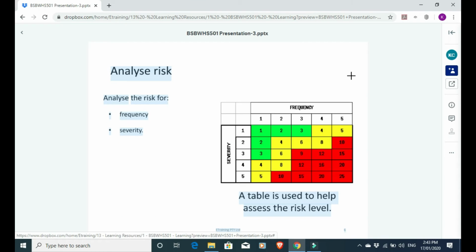When we analyze our risks: how frequently do these things take place? What's the severity of these risks? Is it moderate? Is it high? If this happens, what impact could it have on the business? What impact could it have on the health of our workers? On the bottom line, how is it going to affect your profits? How is it going to affect your production processes?